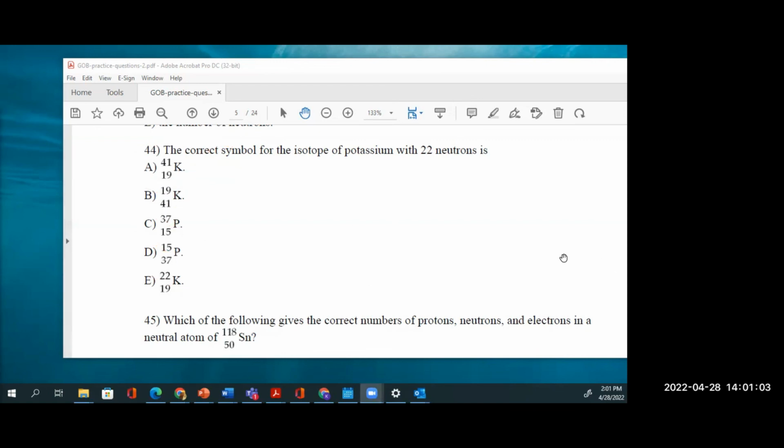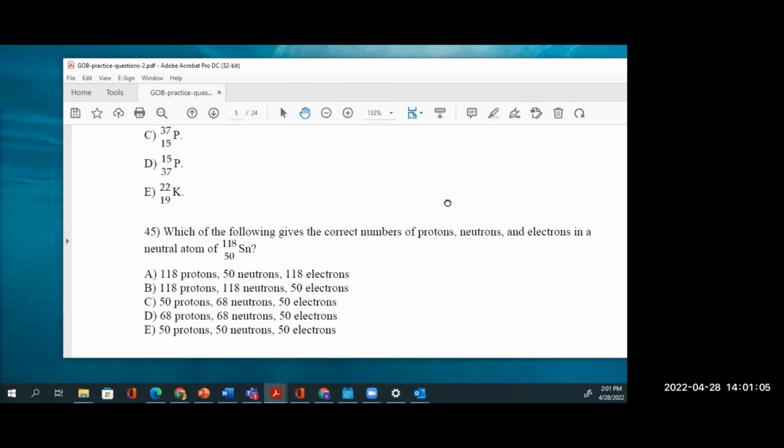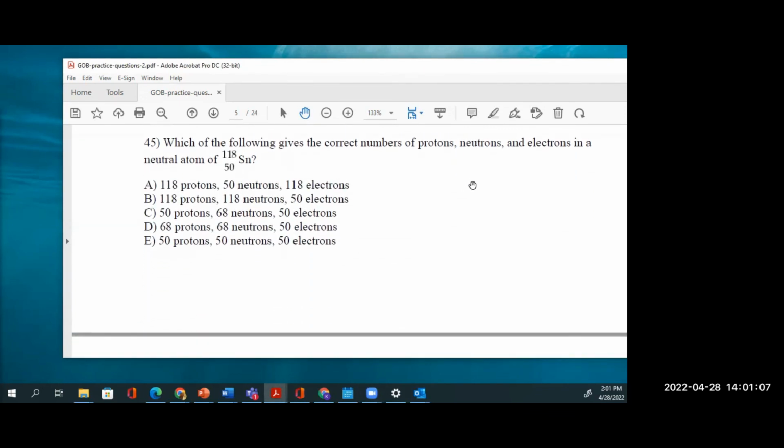You guys are saying, when are we going to get to the hard questions, right? These are a piece of cake. Dr. Henry's exams are harder than this. So which of the following gives the correct number of protons, neutrons, and electrons in a neutral atom of 118 Sn 50?